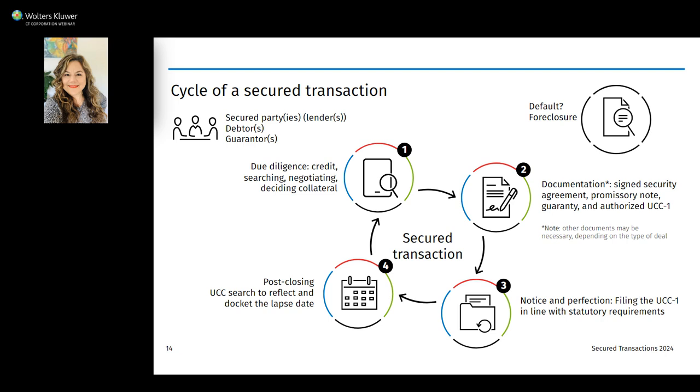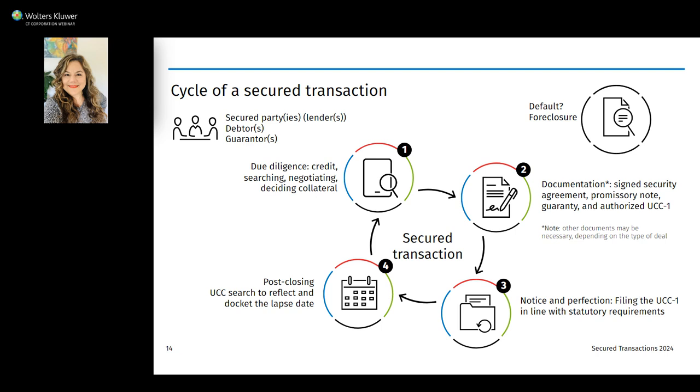Now, if we look at the cycle, let's start with the first piece of the first process, which is the due diligence piece. And that's where the credit committee, maybe it's a bank that's going to be loaning money to the young person at the beginning of the slide for his robots. They're going to check his credit.